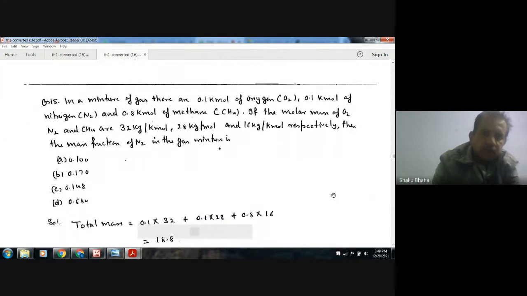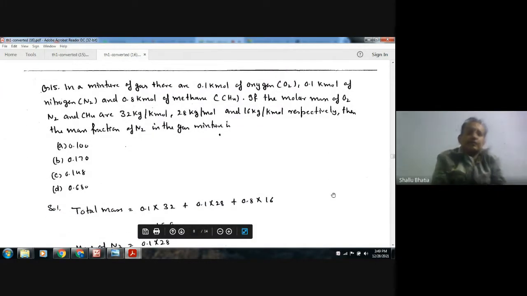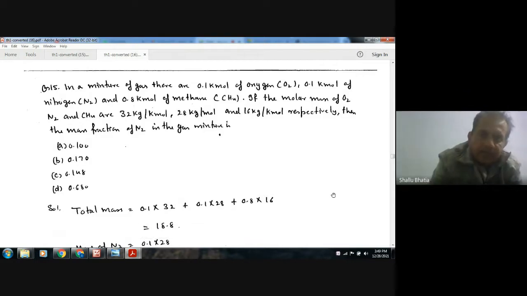Next, question number 50. In a mixture of gas, there are 0.1 kilomole of oxygen O2, 0.1 kilomole of nitrogen N2, and 0.8 kilomole of methane CH4. The molar masses of O2, N2, and CH4 are 32 kilogram per kilomole, 28 kilogram per kilomole, and 16 kilogram per kilomole respectively. Then find the mass fraction of N2 in the gas mixture.